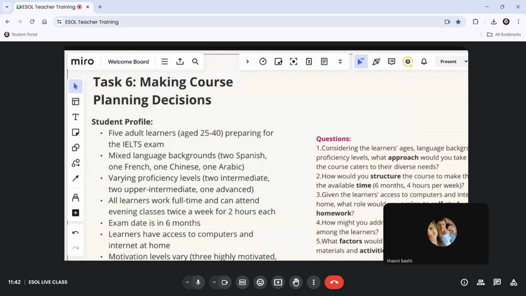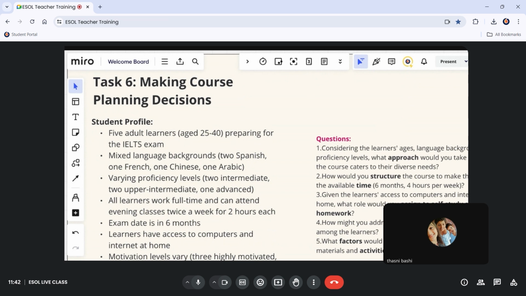Monthly themes and goals, I would move with organizing the curriculum into monthly themes, which focus on specific topics of relevance for IELTS exams like education, technology, environment, health. So setting a clear, measurable goal for each month to track the progress and keep learners motivated.